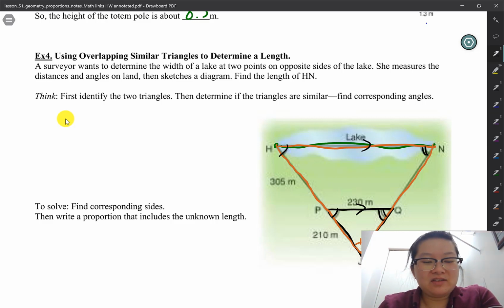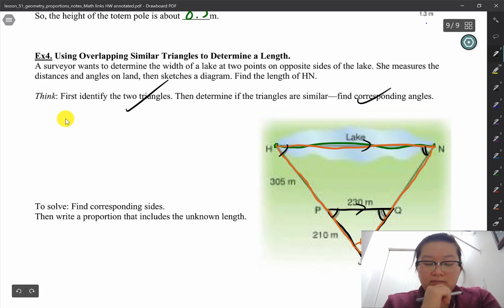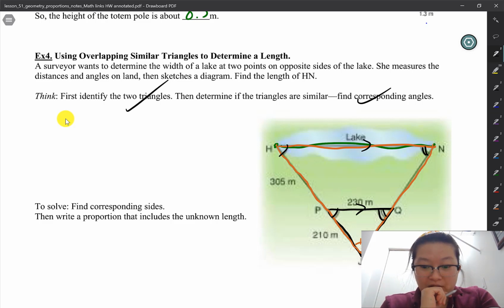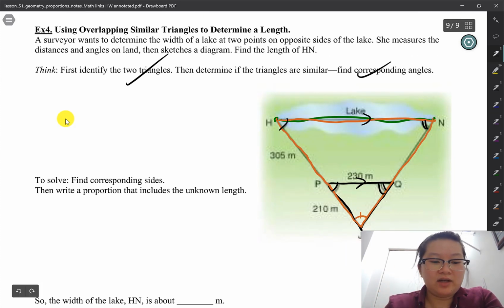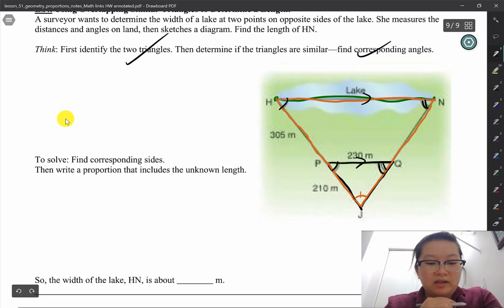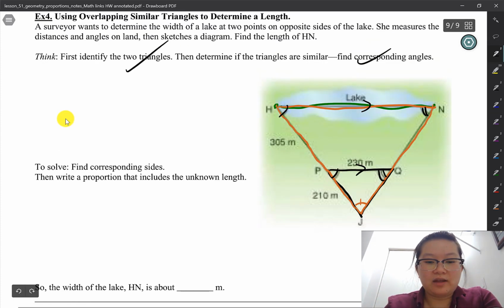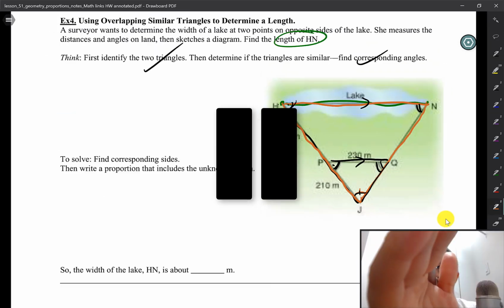So we have identified the two triangles. We need to find the corresponding angles. We just did that too. Next up, we want to find the corresponding sides. Then write a proportion that includes the unknown length. Okay, so guess what? I'm going to give you a chance to try this question out. At the end of the day, you want to find the width of the lake, which is HN. So good time to pause the video.